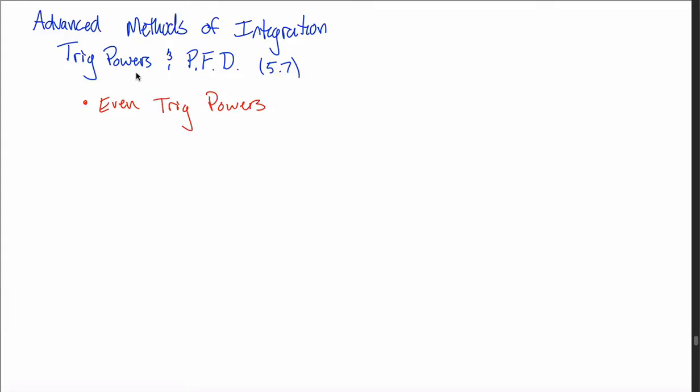All right, here's a second video that deals with 5.7 in your book. 5.7 talks about trig powers and partial fraction decomposition. It actually also has a third topic called trig substitution, but we're not going to worry about that because there's a way to get around that in future sections.